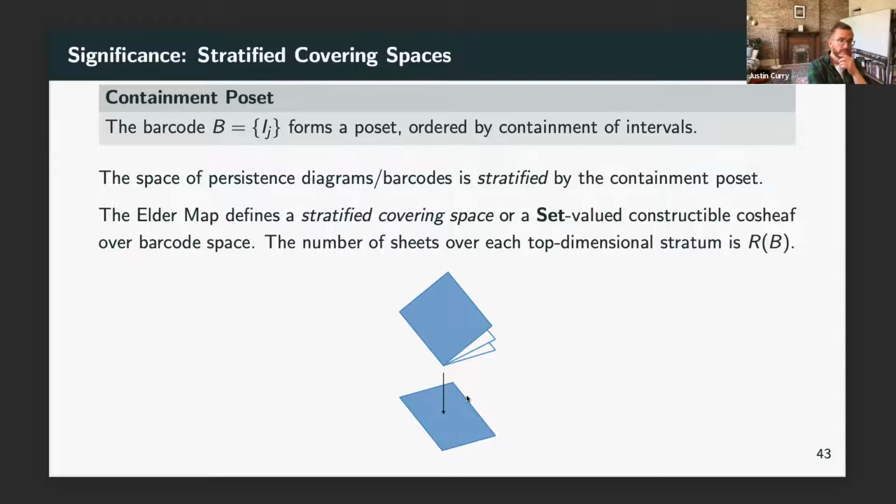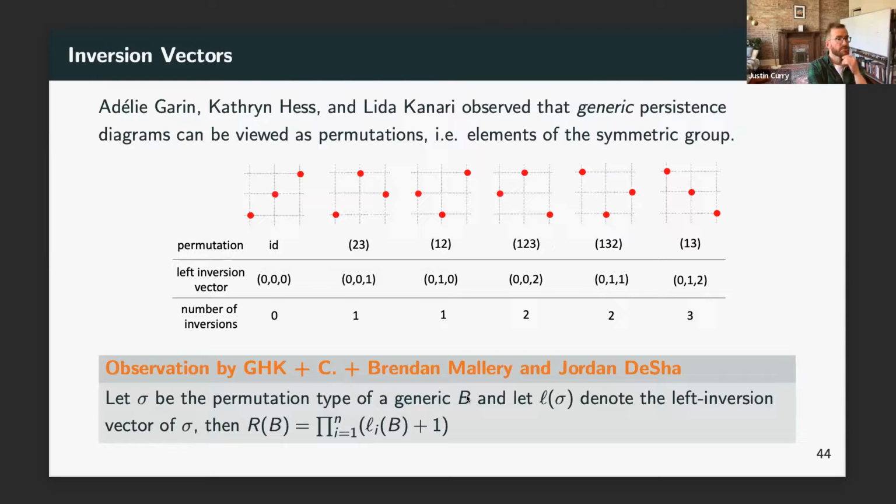I want to give you another interpretation of this, which I think is quite nice. And this is an observation completely due to Adelie Guerin, Catherine Hess, and Lita Canary. So they were very clever, and they observed that persistence diagrams and general configurations you can actually think of as elements of the symmetric group.